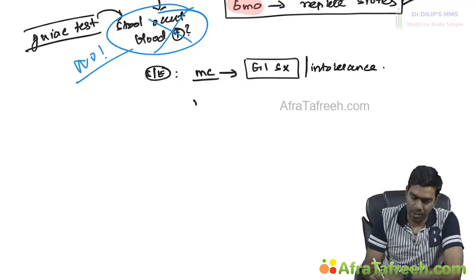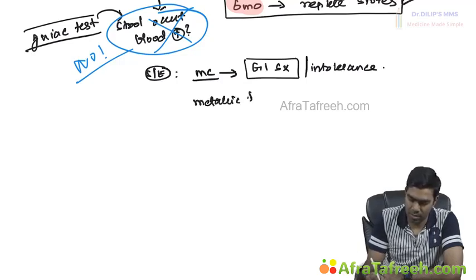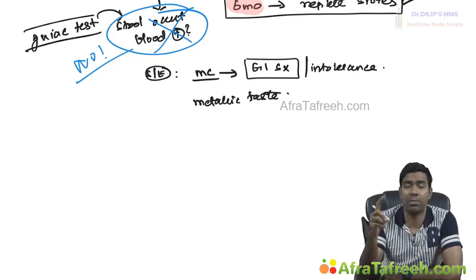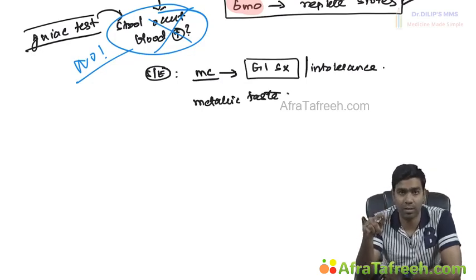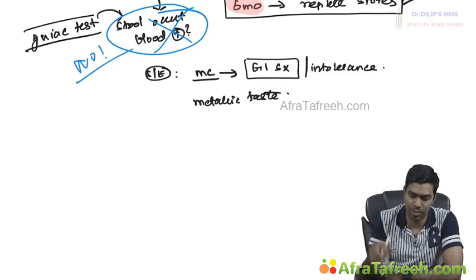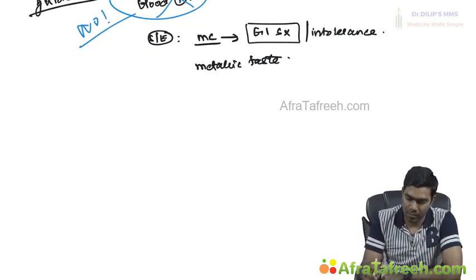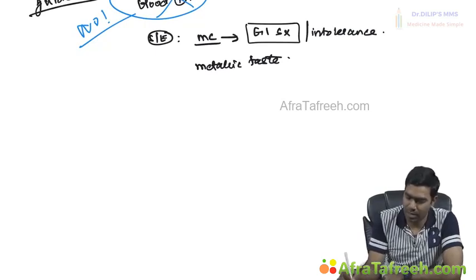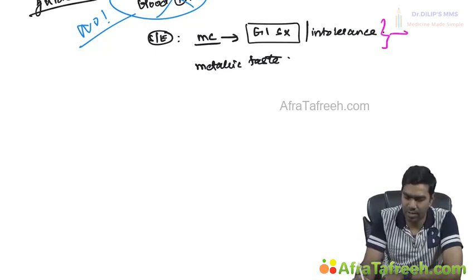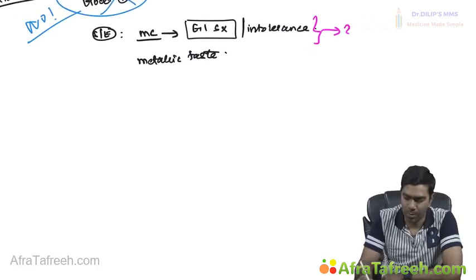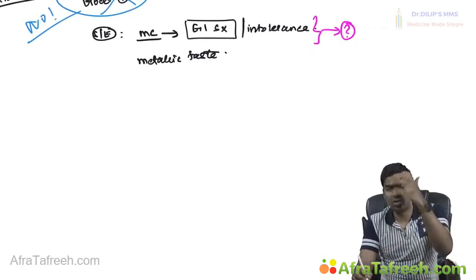So the second symptom is metallic taste. Almost 10 to 20% of the people discontinue the oral iron because of the GI symptoms. It's such a very important symptom, gastrointestinal symptoms. At the same time, if the patient is developing GI intolerance, what you should do? One option is to switch to IV iron.